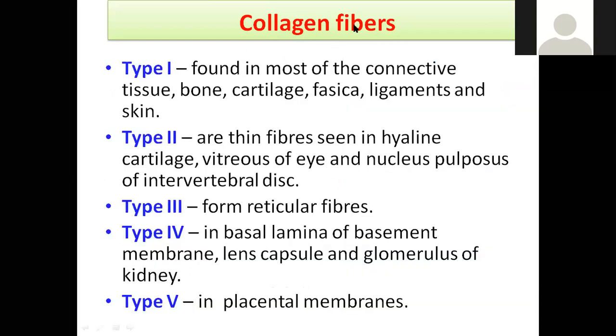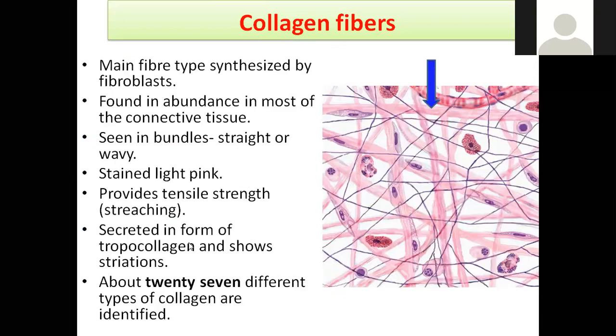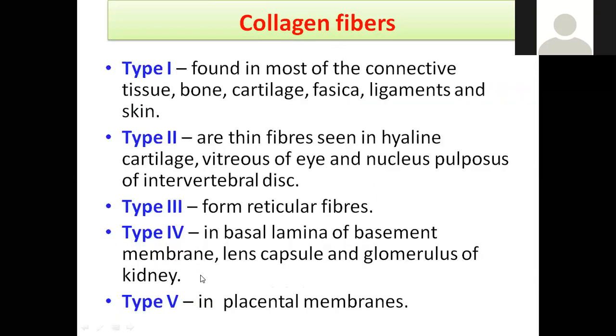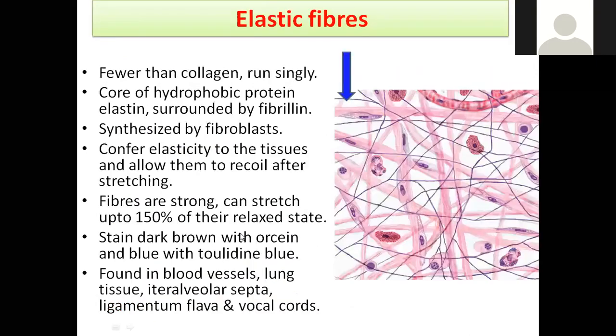Yesterday I told you that basically we have 4 different types of collagen fibers, but in that book we have seen around 30 different types. That means different books will give different things. But in anatomy, at least we should know these 5 types of collagen fibers. The hardest one is type 1, which is found in bone and cartilage. The softest ones are what we find in placental membrane, very thin. Type 2 we find in hyaline cartilage. Type 3 we find in reticular fibers. Type 4 we find in the basement membrane over which cells are resting. Like that we have 5 different types of collagen fibers.